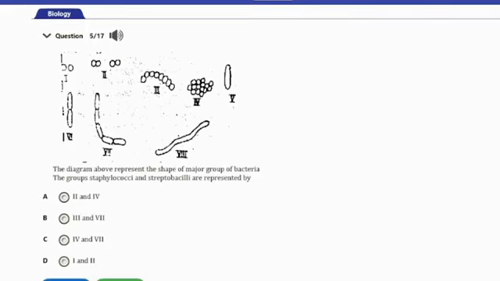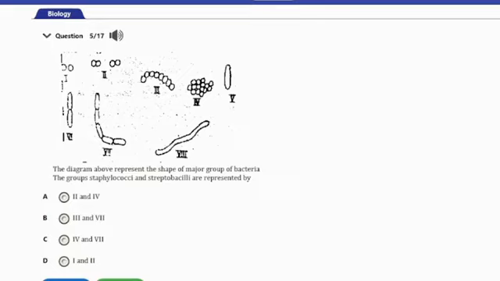That's question number 5 here. It says, the diagram above represents the shape of a major group of bacteria. The groups Staphylococci and Streptobacilli are represented by A. II and IV, B. III and VI, C. IV and VII, D. I and II. So guys, the answer to this question is option C here, and that's IV and VII.